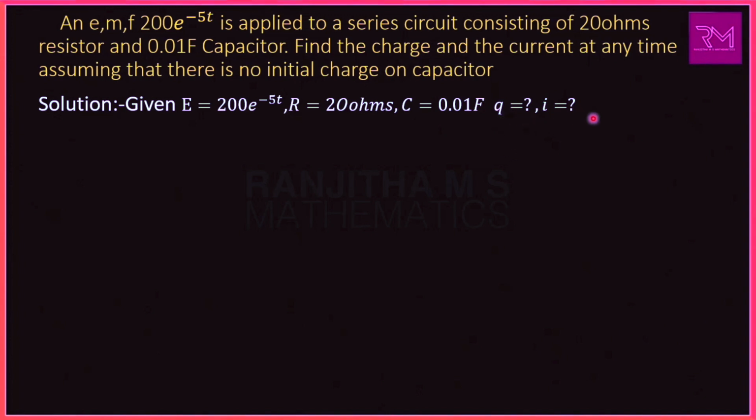Here we have to find the Q value and I value, assuming that there is no initial charge on the capacitor. That means initially the charge is 0. We have to find the Q value and I value at any time t.